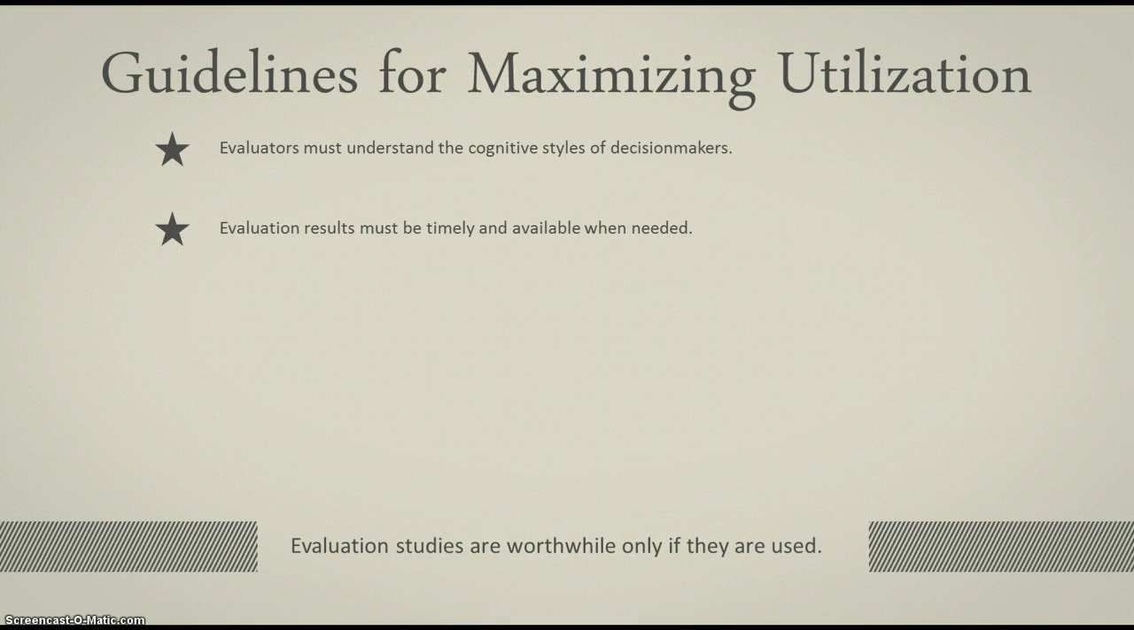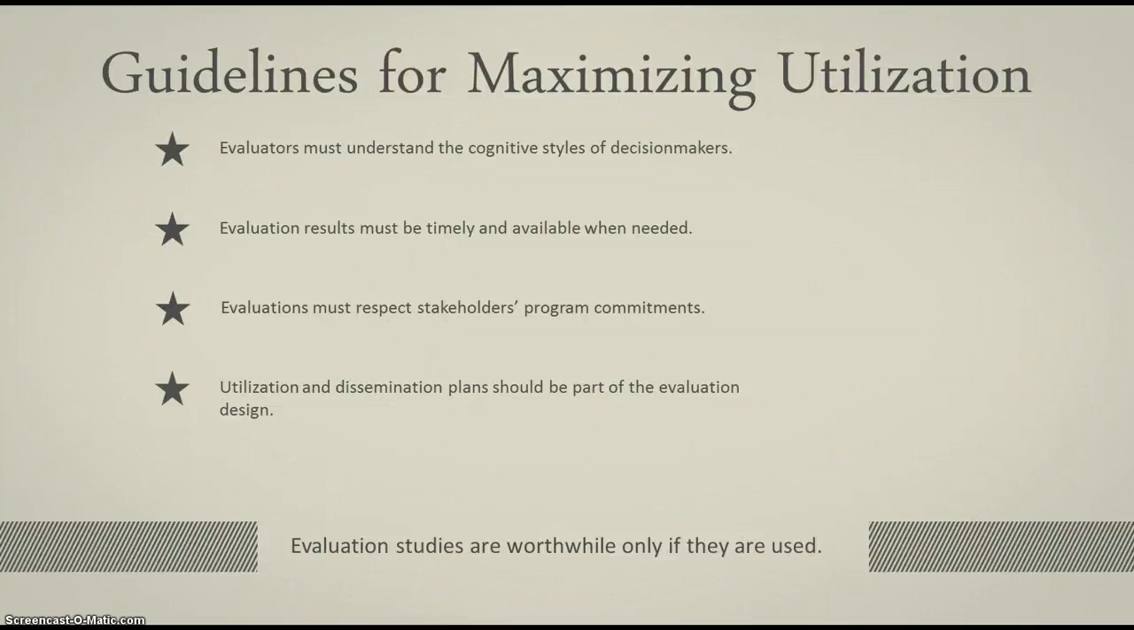Evaluation results must be timely and available when needed, and it goes back to, can I do this in the right amount of time? Evaluations must respect stakeholders' program commitments. And utilization and dissemination plans should be part of the evaluation design. That's something to be planned for ahead of time, to make sure that we're going to be able to get the information out to the stakeholders in a way that they can understand, in a way that it's timely. And then there should be an assessment of that utilization pattern.